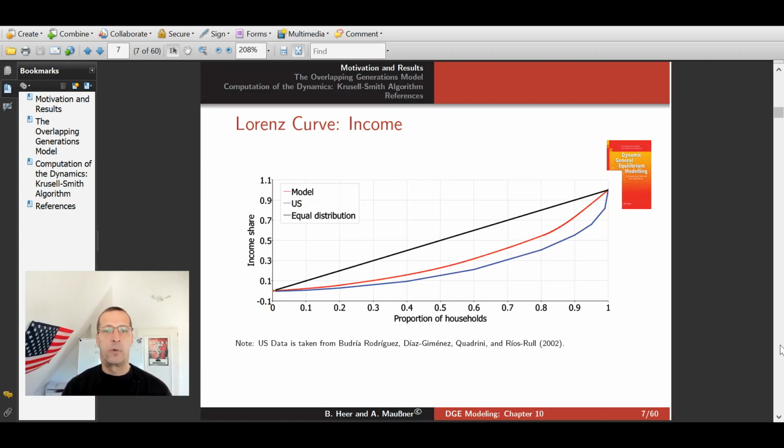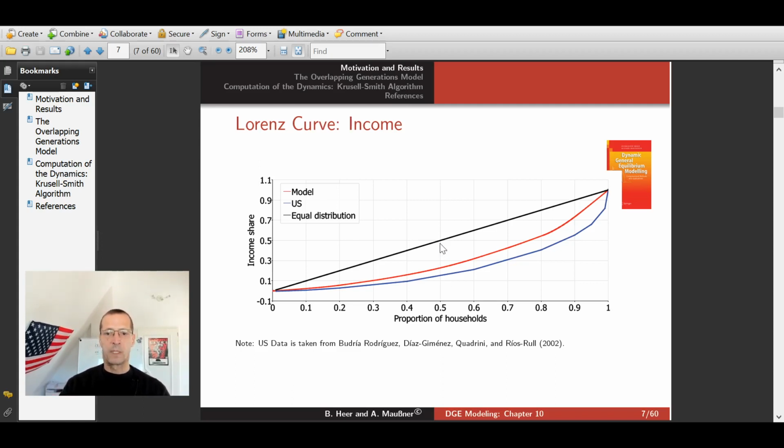And this provides us with the Lorenz curve of income and wealth. Here, the red line is the model. The blue line is the US economy, and the black line is the equal distribution, where, for example, 10% of the population, the poorest 10%, receive 10% of the income share. The lower bottom of the households, the lower 50%, also get 50% of the income share.